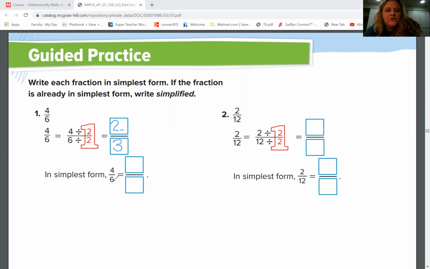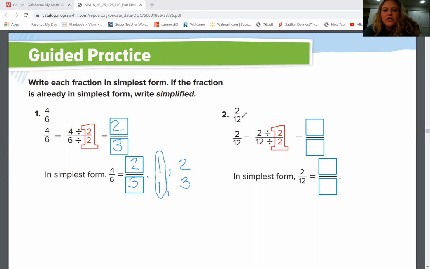The simplest form of 4/6 is 2/3, because I know I can divide 4 by 2, I can divide 6 by 2 and get 2/3. And the only factors of 2 are 1 and 2, and the only factors of 3 are 1 and 3, so all they share is 1. So this would be like 1 and 2, 1 and 3. All they share is 1, so we're done. When all they share is 1, we're done.